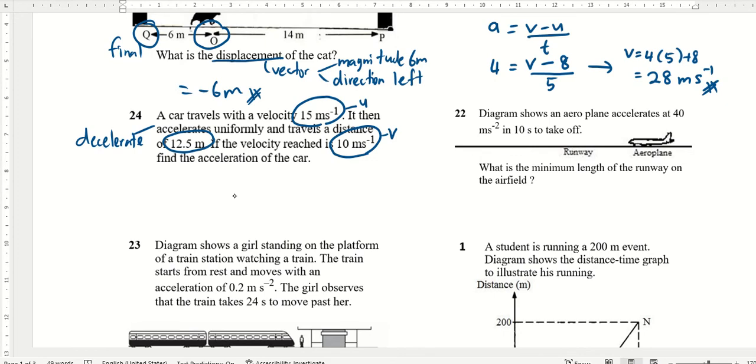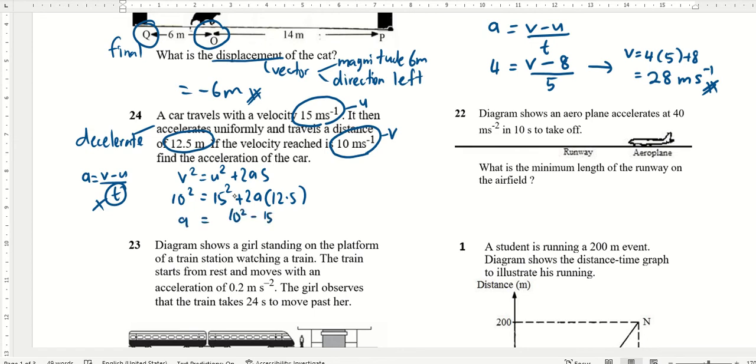So we cannot use A equal to V minus U over T because we don't have T. So we are going to use V squared equal to U squared plus 2AS. So V is 10, squared, equal to 15 squared plus 2 times A, to be calculated, and S is 12.5 meter. So we can rearrange to get A equal to 10 squared minus 15 squared over 2 times 12.5. Okay, so we will get negative 5 meter per second per second. So it is a deceleration.